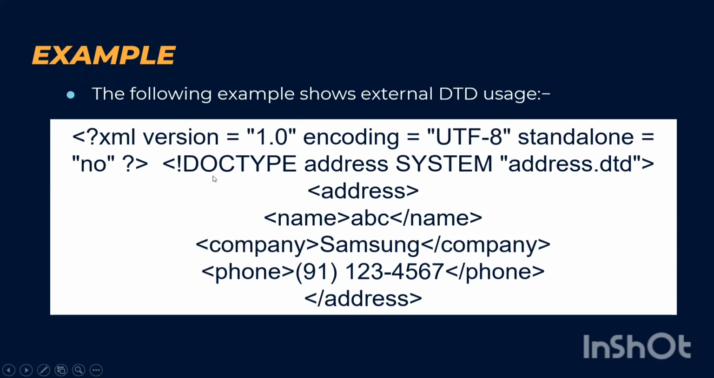So this is the body. Document type is declared here, and address is the root element here, and SYSTEM is the keyword used as you have mentioned earlier. And address.dtd is the .dtd file in which the elements are declared outside the XML file. So here, address is the opening tag, and for the other elements like name, company, phone, we have declared the name as ABC and the company is Samsung, and some phone number is given here.